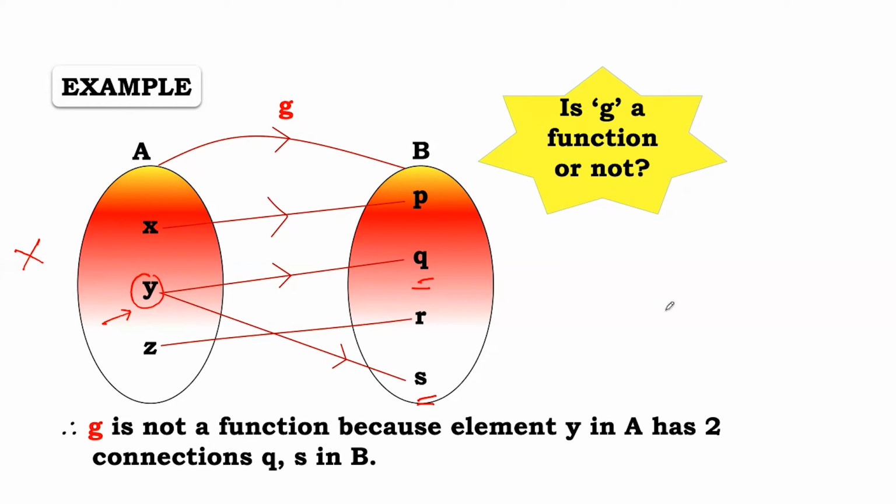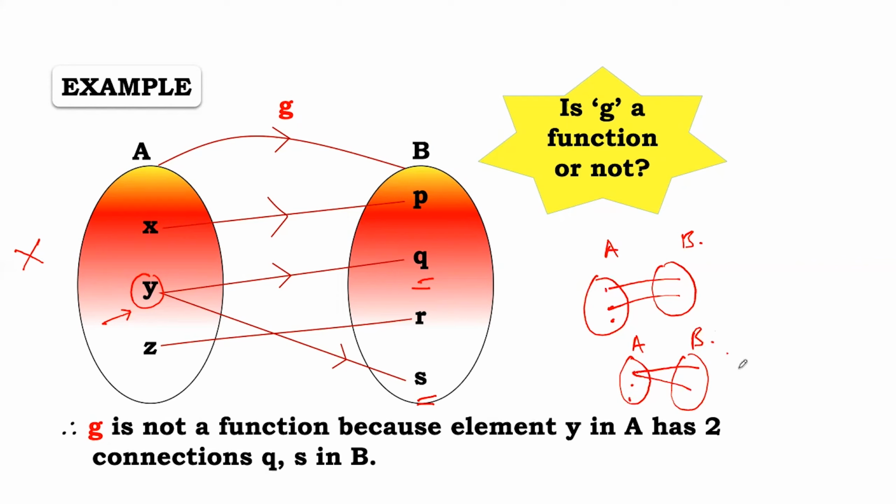Okay, so two things: no element in set A should be left out that does not take part in this, right? And second, when going from A to B, no element in set A should give you two images, right? These two are the cases when we can say this is not a function.